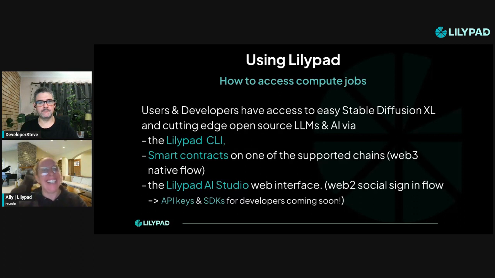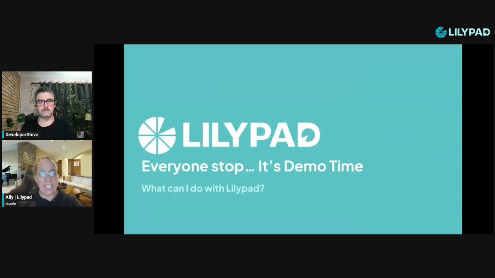There's also the Lilypad AI Studio, or LilySAS as we colloquially call it, which we'll be building out as we go this year into having API keys as well as SDKs for developers. Currently this is under maintenance and we are working on building this out more thoroughly too. Stay tuned.